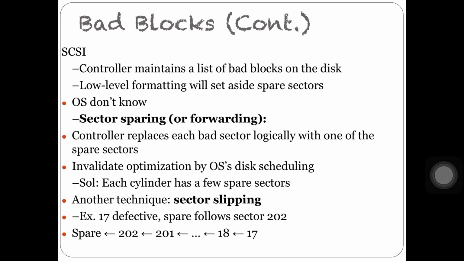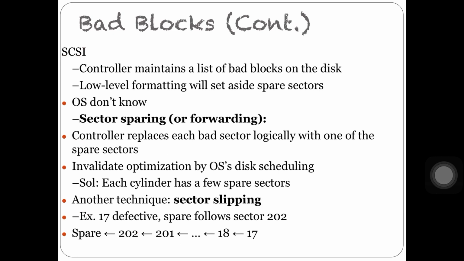For such reasons, these disks are formatted to provide a few spare sectors in each cylinder and a spare cylinder as well. Whenever a bad block is remapped, the controller uses a spare sector from the same cylinder if possible. So this is about sector sparing. You consider one sector as a spare, and whenever you find any bad block, that block will be redirected to the spare block.